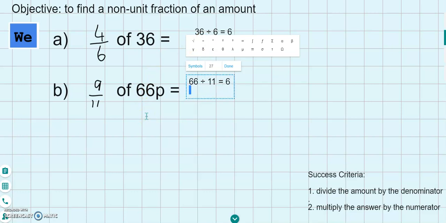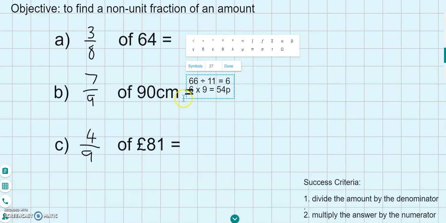6. And then the second step is to multiply that answer by the numerator, so writing down your calculation. You should have written the answer, which is 6, multiplied by the numerator, which is 9. 6 times 9 equals 54. Did you remember the unit of measure? It's 54 pence.